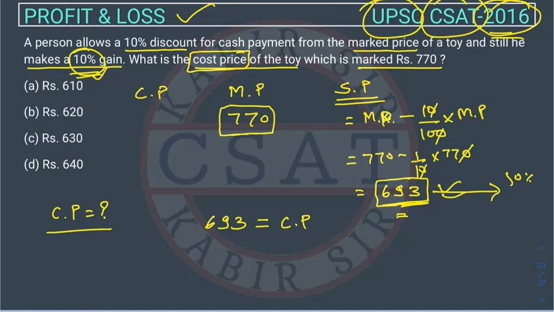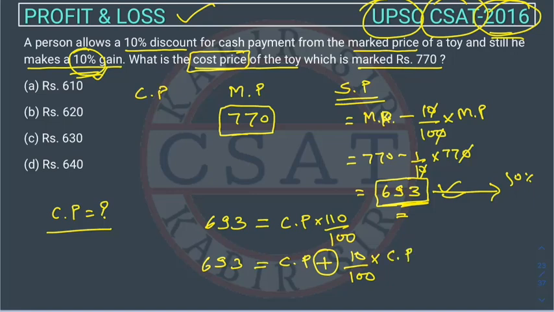So either we can write this is equal to 110% of CP, or you can write it like this, because he is making a 10% profit. If it would have been a loss, we would write minus here, not plus, on the cost price. So this will come out the same.